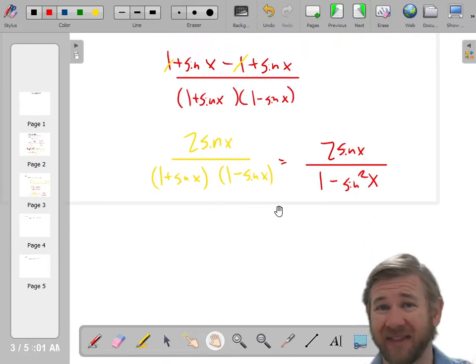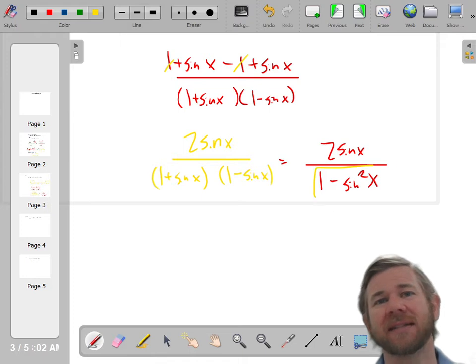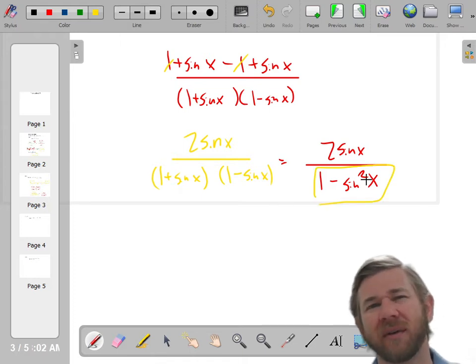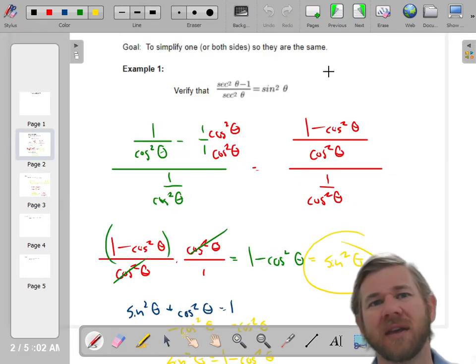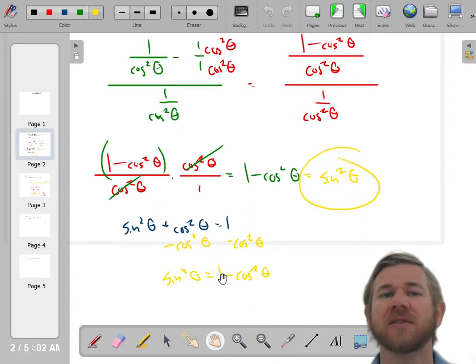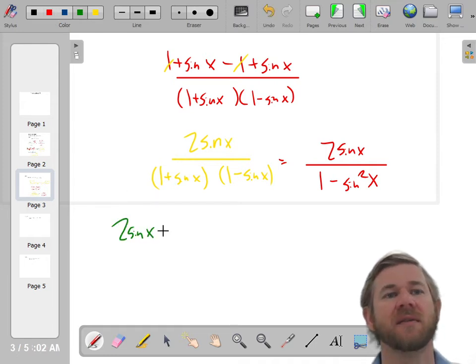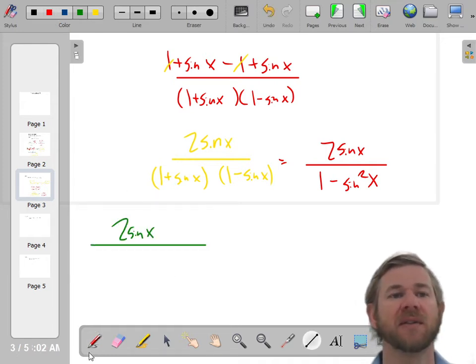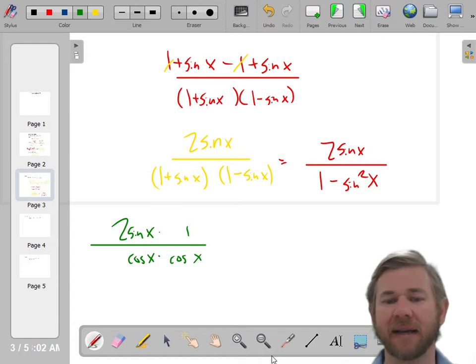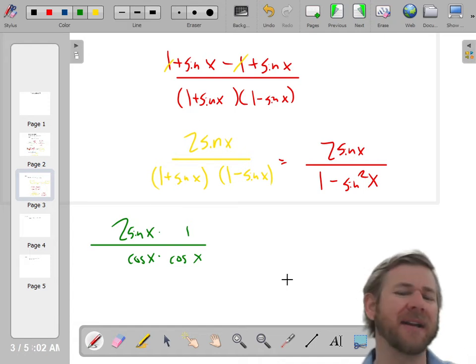But I'm still not there yet, so then I look at this, I'm like, that's probably a thing, right? 1 minus sine squared is probably a thing. You come back here, you're like, I can do the same thing, and do 1 minus sine squared. That's cosine squared. So this is 2 times the sine of x over, I'm going to write this a specific way, cosine of x times cosine of x. And you're like, why are you writing it instead of cosine squared?